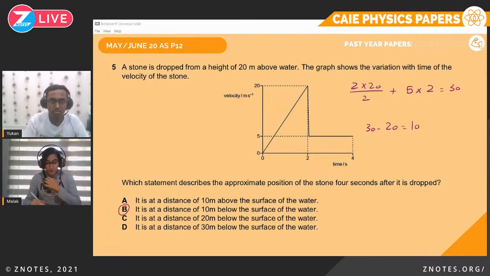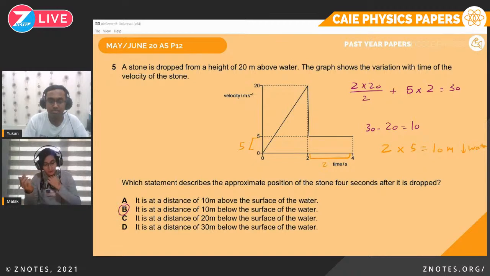One way is shorter. Since you know this is when the stone dropped into the water, you just calculate this area right here to find the distance below the water, which would be simply 2 times 5. 2 is here, times 5, right? Which then we would have 10 meters below water, right?